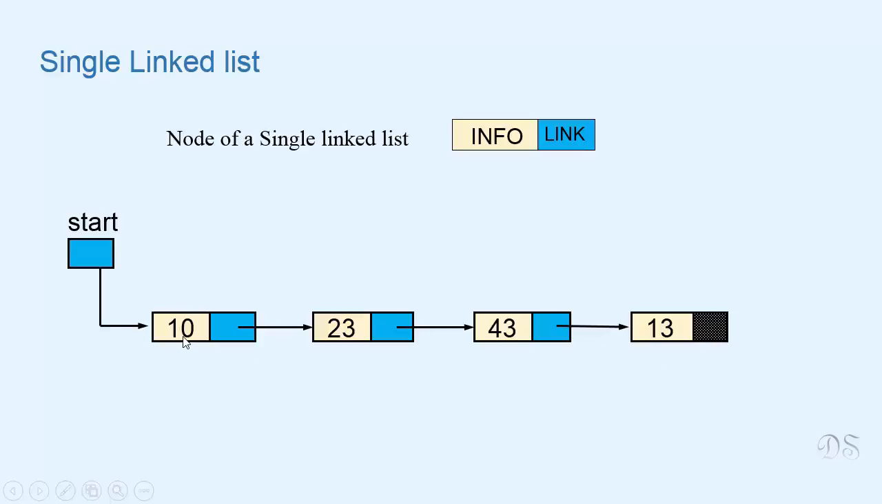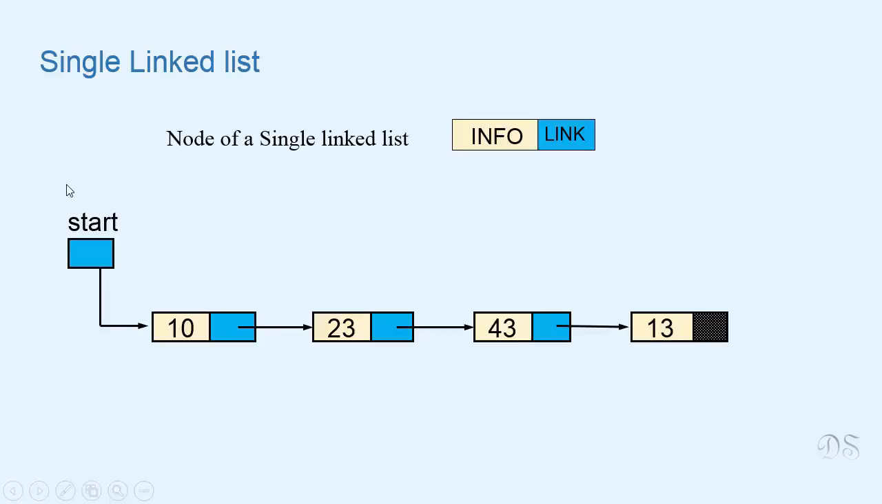The info part contains an integer value. This can be of any other type also. The link part of each node is a reference to the next node. So the link part of this node refers to this node. Link part of this node refers to this node. Link part of this node refers to this node. Now this is the last node, so its link part is null.